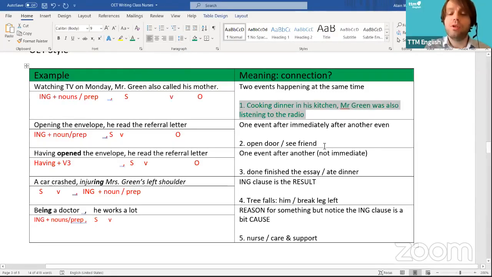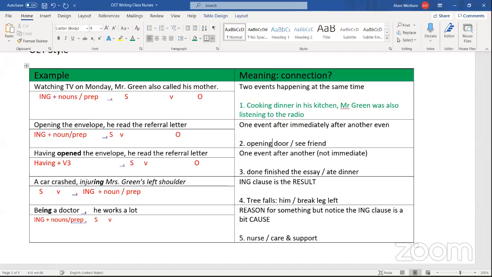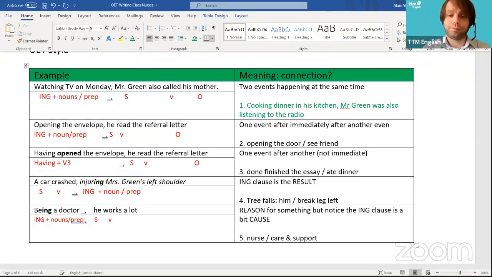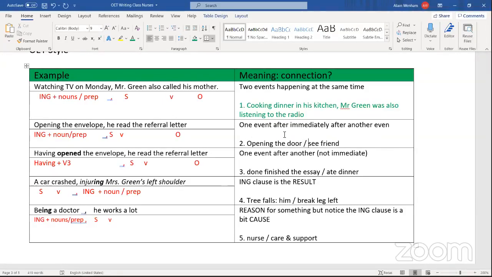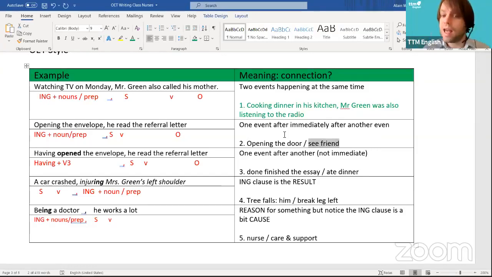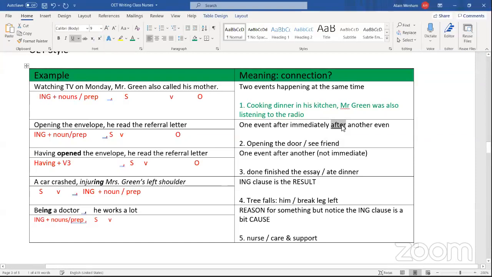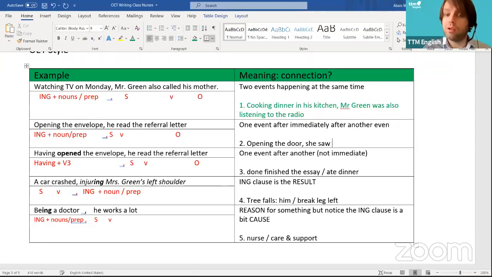Ling, second one, open door, see friend. Yeah, opening the door. Good. She will see her friend. Okay, so do we want the future tense? We don't need to have the future tense because we know that it's already after, right? Yes, yeah, she saw her friend. Because it's a participle clause, we already know that one thing happens after the other one. So you don't need to use the will. So opening the door, she saw her friend.